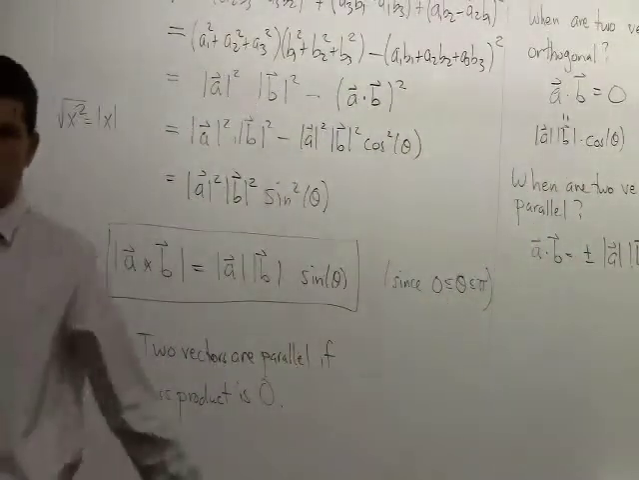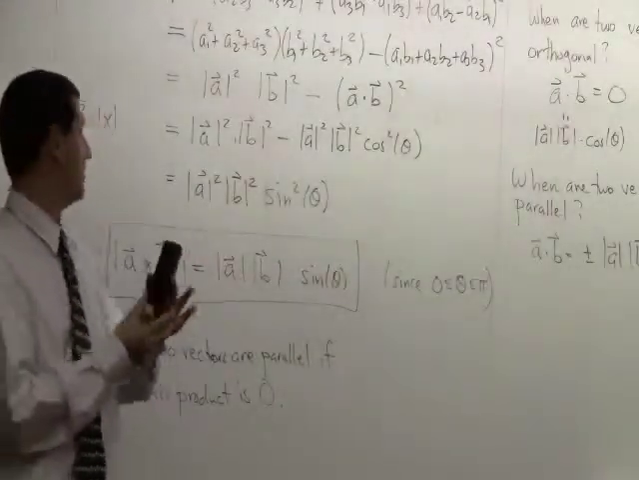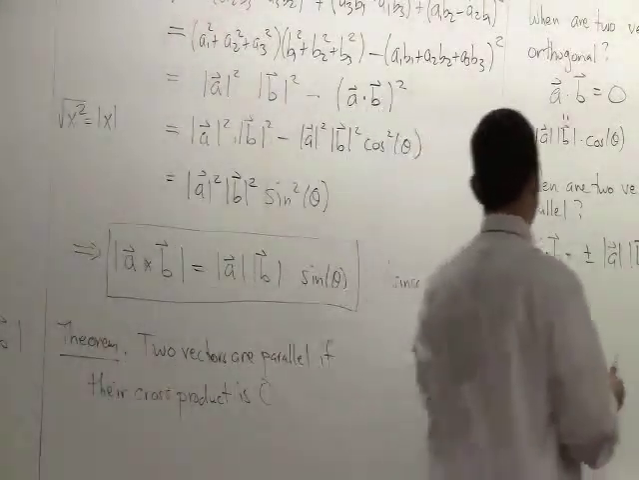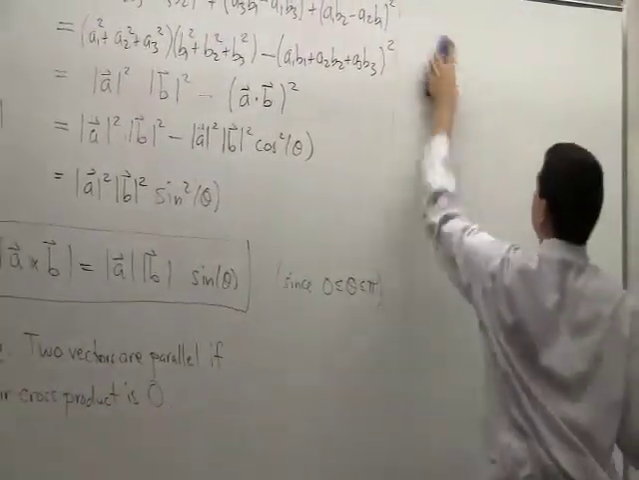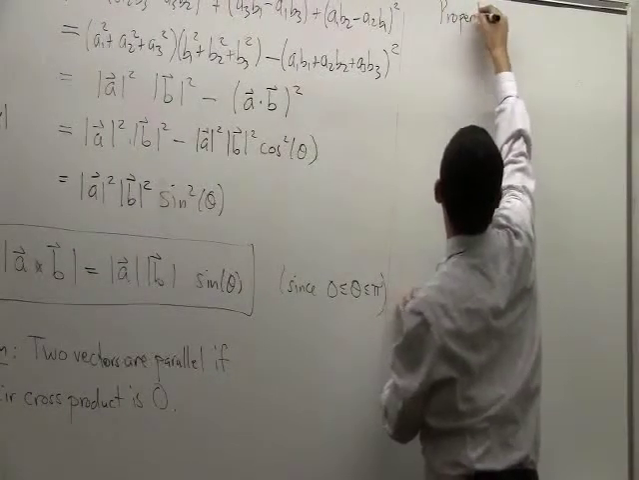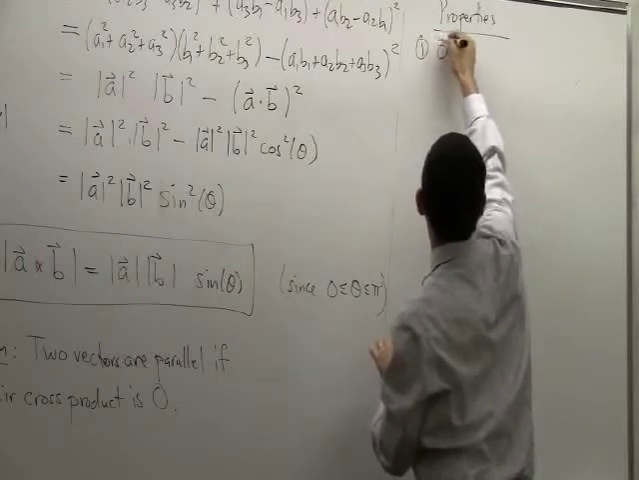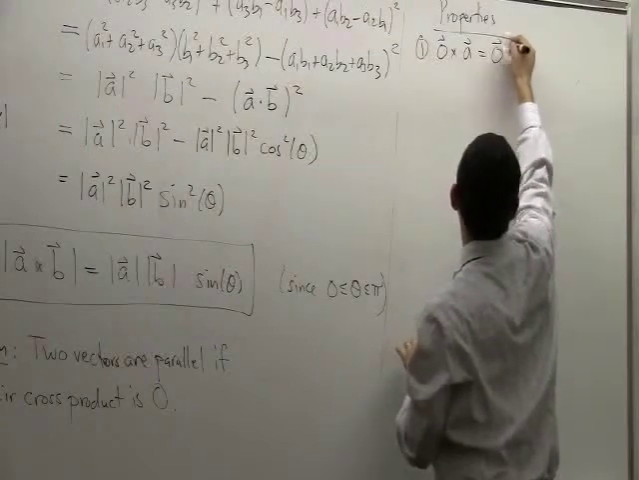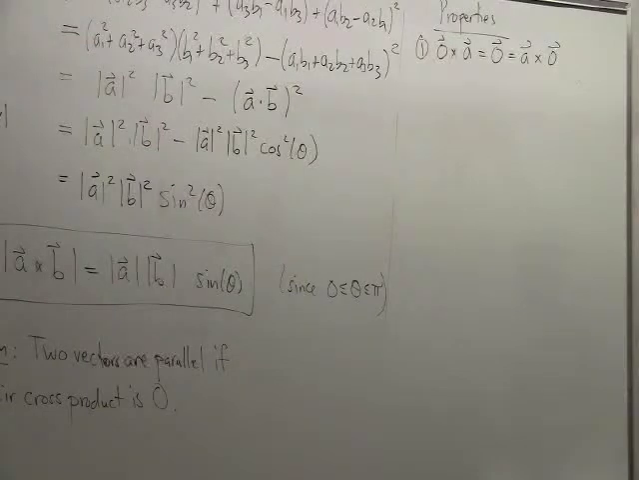There are some properties that hold, and these are worth knowing. The proof is just by breaking down the formula. They're all just verifications, so we won't do them. They're not terribly interesting. Okay, so the first one is what we just said, which is that if you take the cross product with 0, from any direction, you get 0.